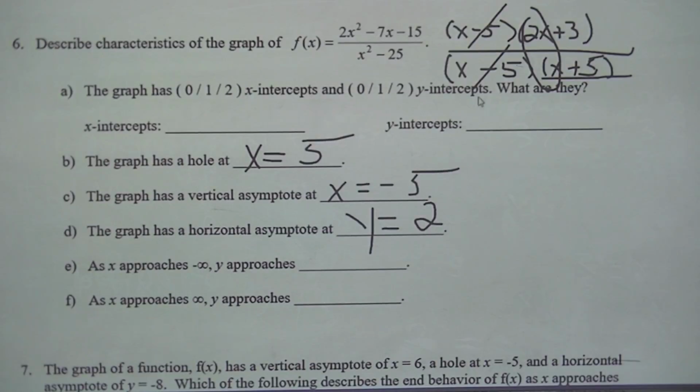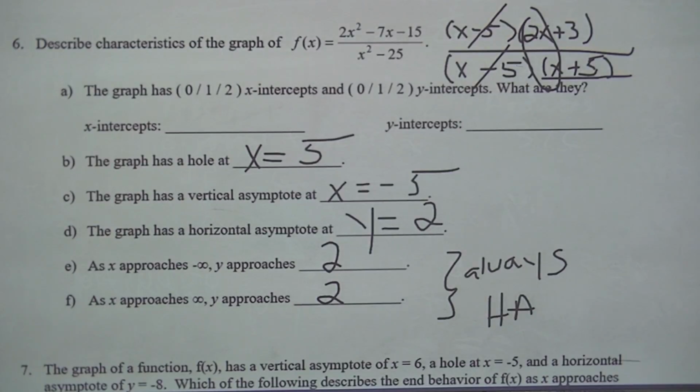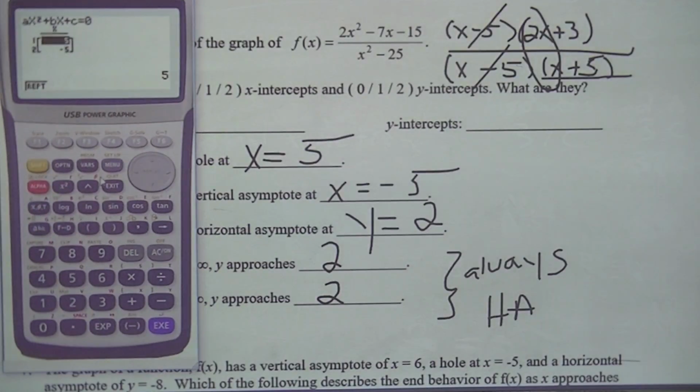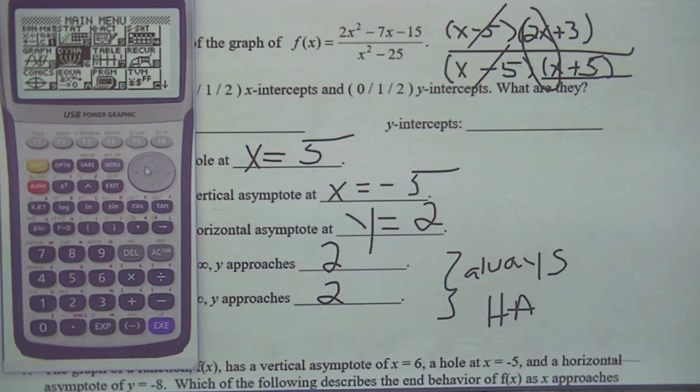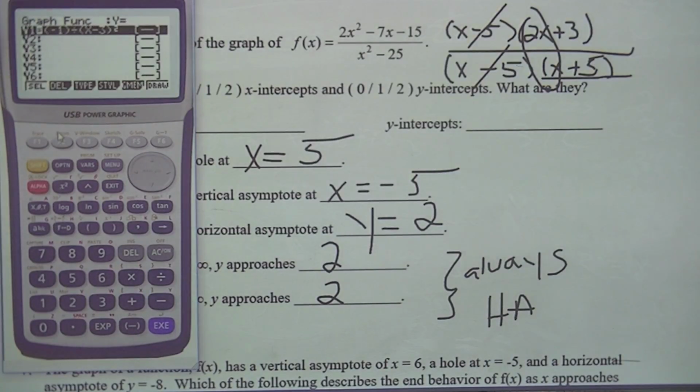Now, before I get to these other two, these answers are always going to be your horizontal asymptote number. So that's going to be 2 and 2. To find those other things, I'm going to go into graph. So menu and graph. Anytime they ask for the intercepts, I'm going to put in 2x plus 3 divided by x plus 5.